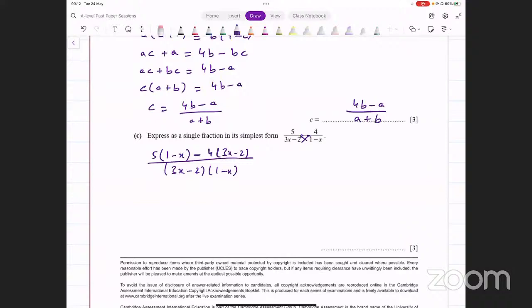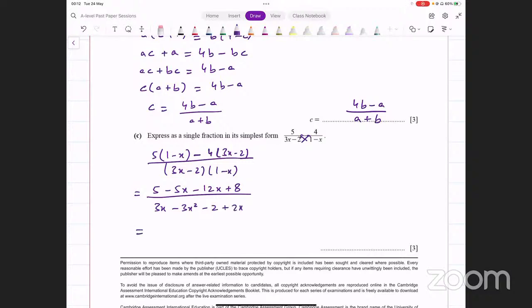What do we get from this? We get 5 minus 5x minus 12x plus 8. Since it says to give the answer in simplified form, we simplify the denominator as well. What does that give us? That gives us 3x minus 3x square minus 2 plus 2x. What do we get from this?